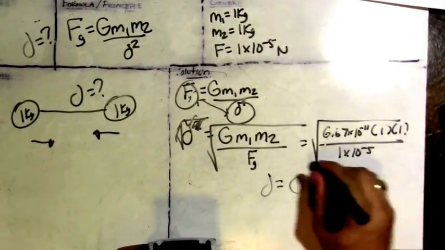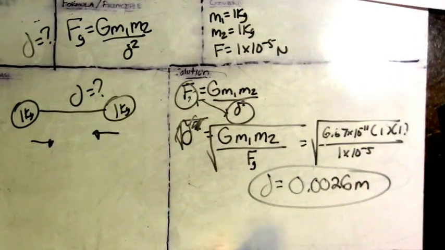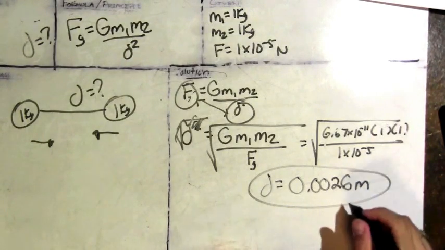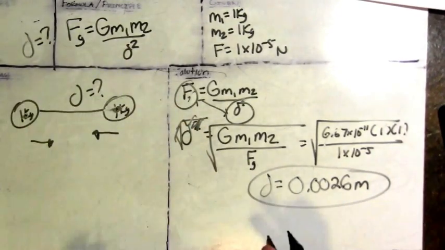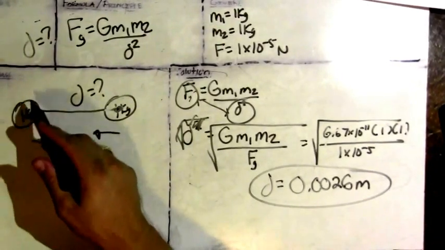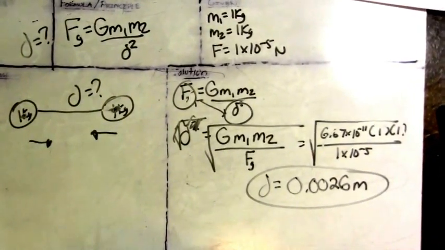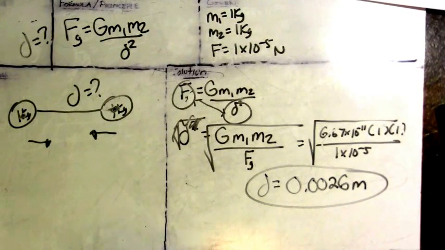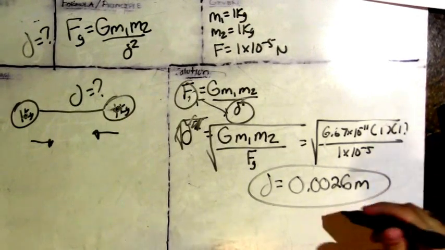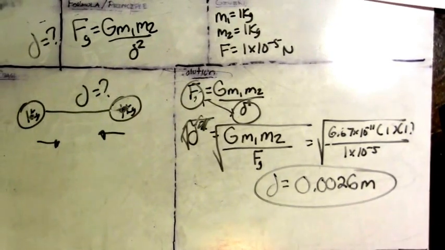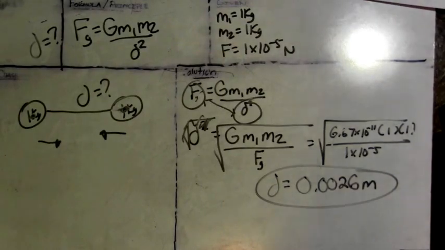0.0026 meters, which is about 2.6 millimeters as far as the distance between them, which is not entirely possible because this is actually the center to center distance. And assuming that the spheres have any sort of shape at all, it's going to be almost impossible for that to occur. So you're looking at very, very small forces for gravity for everyday objects. The only time you get large values is when you talk about things like planets and stars and so forth.